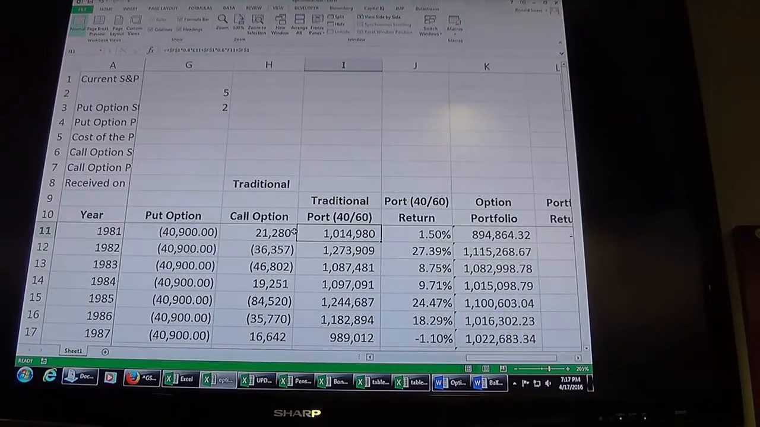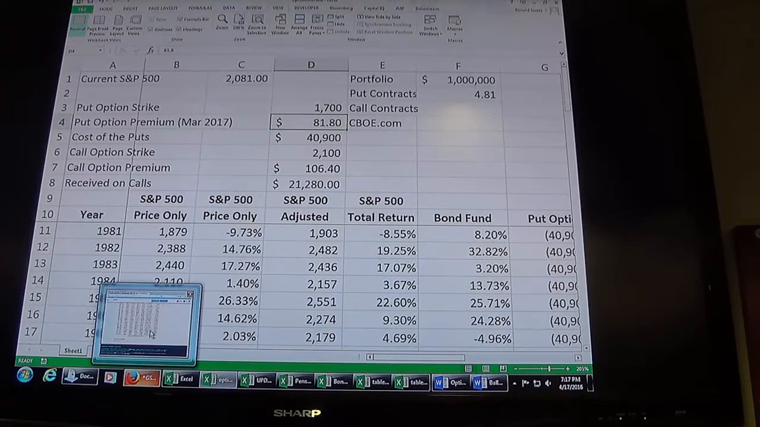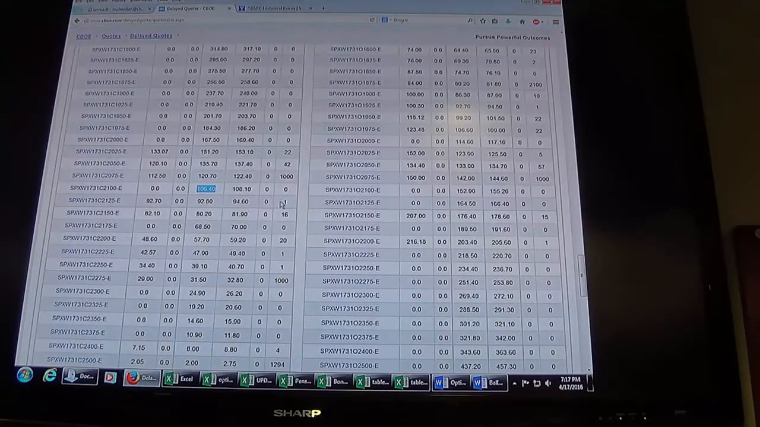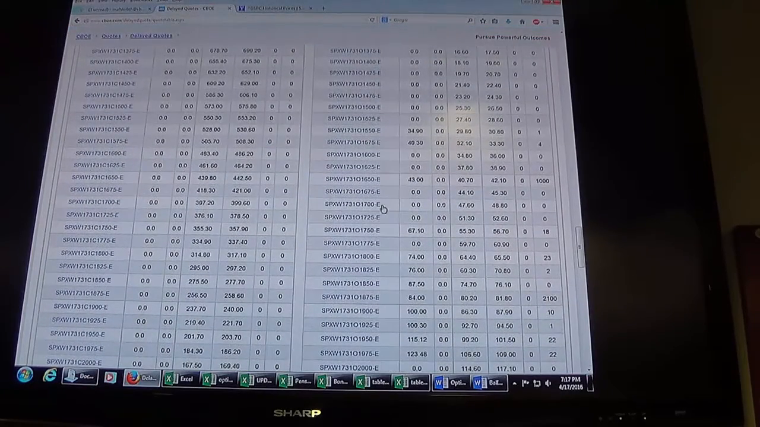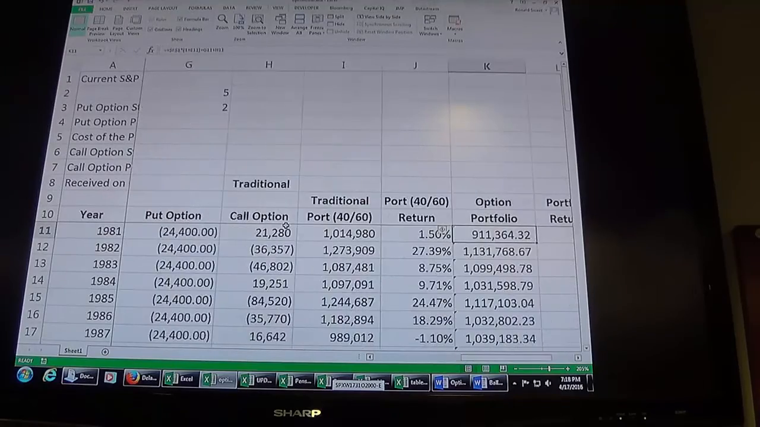All right. Now this is a terrible strategy. It's not very well thought out. So what could we change? Well, we could change our put strike. So why don't we try, instead of 1875, why don't we try 1700? What's that going to do to our puts? It can make them a lot cheaper. So let's try 1700 on the puts, just to see. That drops it down to 48.80. And now you see that my puts and my calls almost cancel each other out. So that's pretty cool. Let's see what that does to our results.